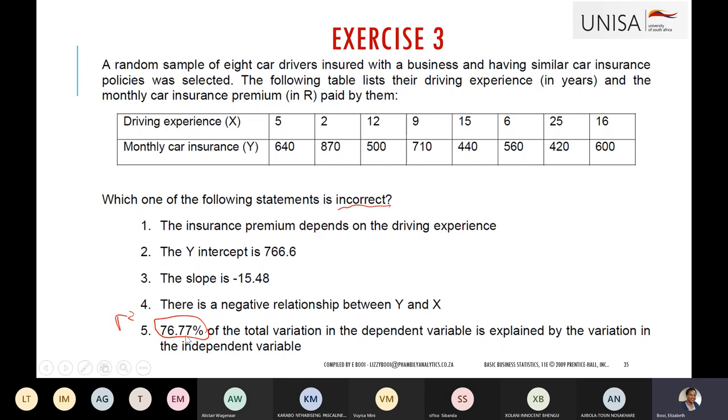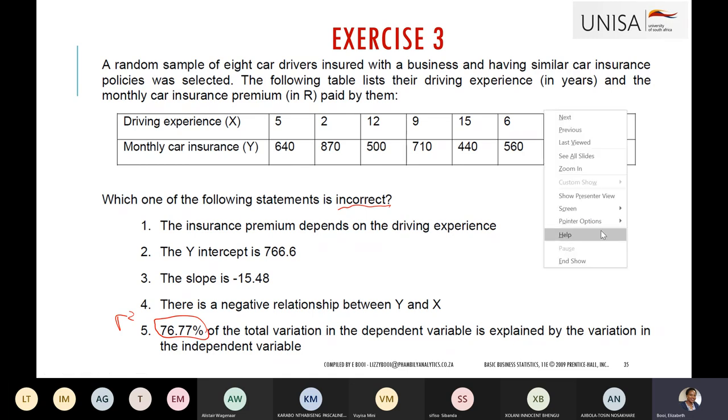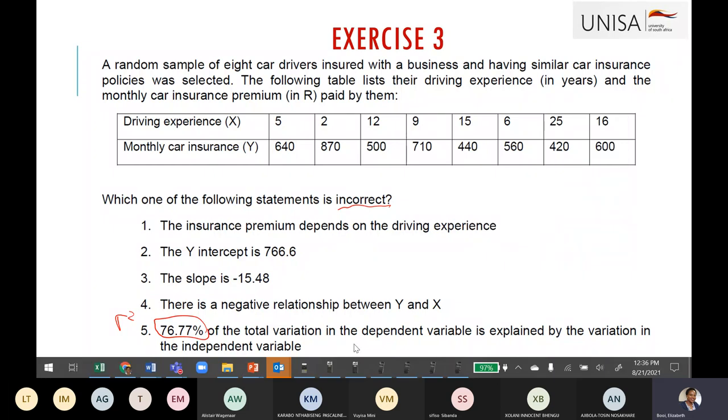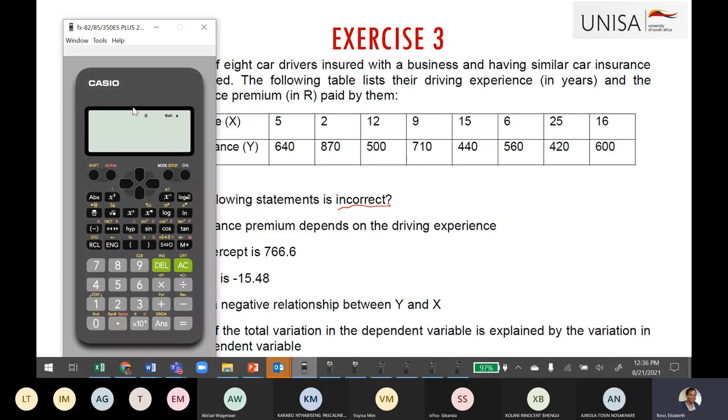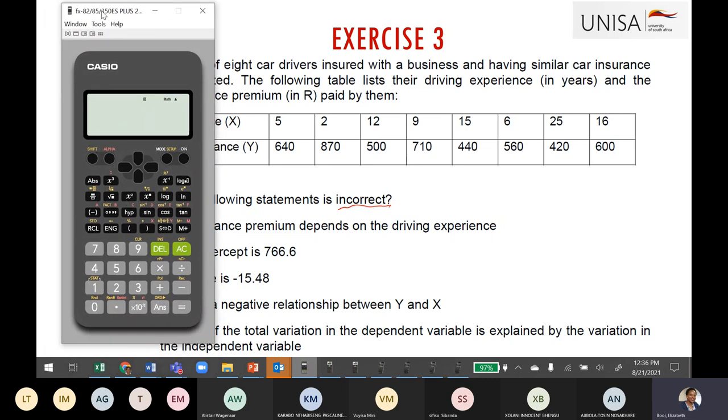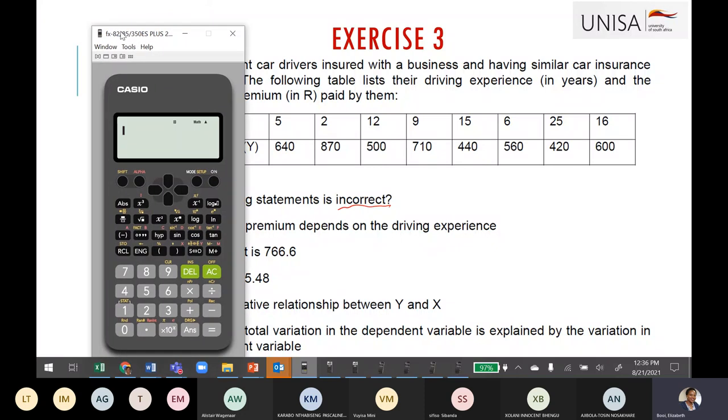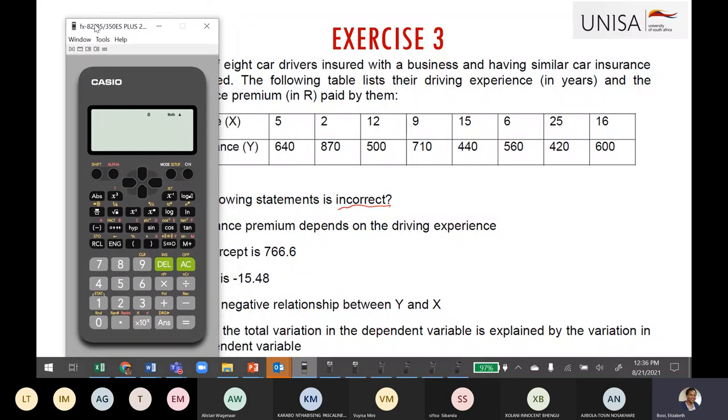So there are two ways, or three ways, or even four ways that you can do that. You can either use the formulas as given. We can use a calculator and calculate. So I'll use the Casio in this instance to answer some of the questions. My X and Y, I need to pay attention to what they defined as X and what they defined as Y. So that is my X, that is my Y.